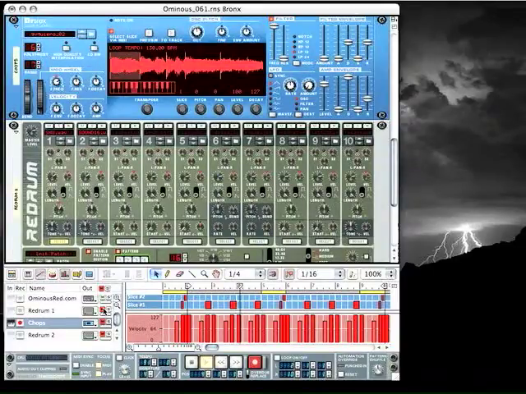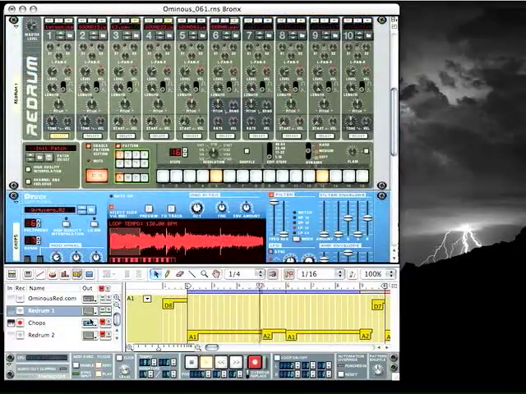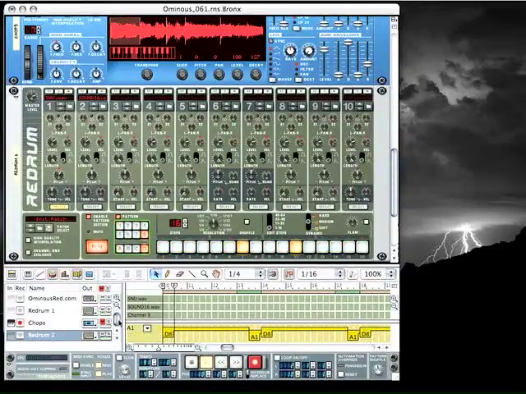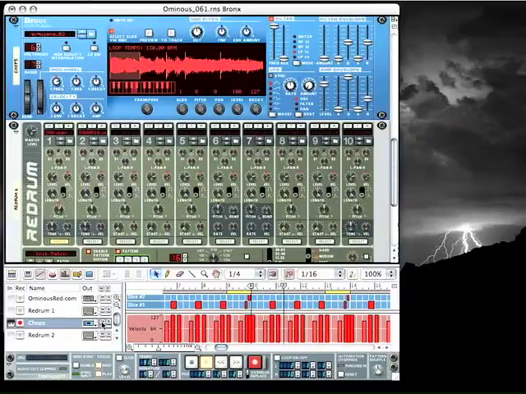This is the drum pattern. And then there was some drums. The name of the chops.